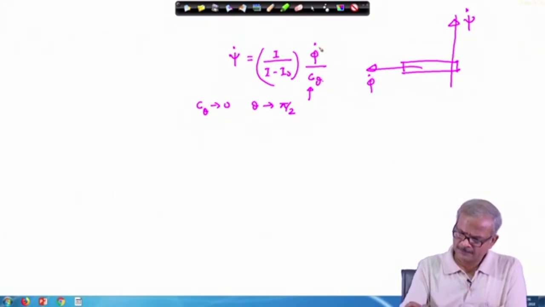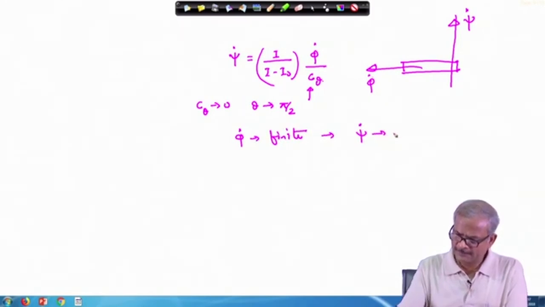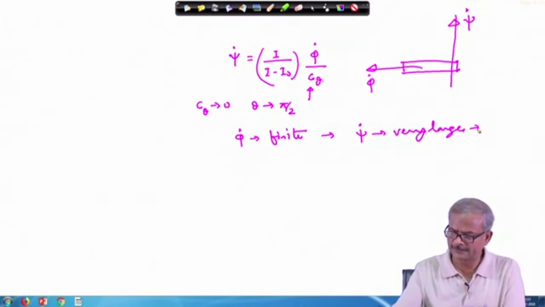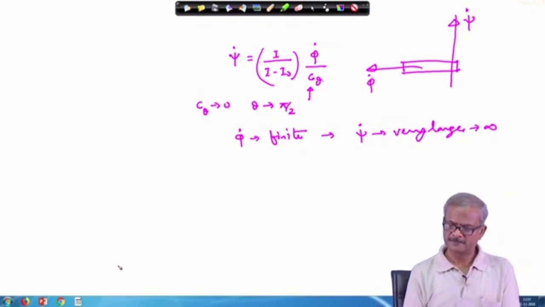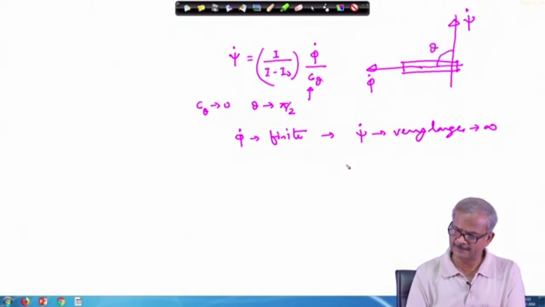Okay. So, you can see that for phi dot, if it is finite, psi dot will become very large. It tends to infinity. So, for a finite spin, if you increase the angle of nutation, this is your theta angle, up to 90 degrees, bringing it to this place, the precession rate will be extremely high.